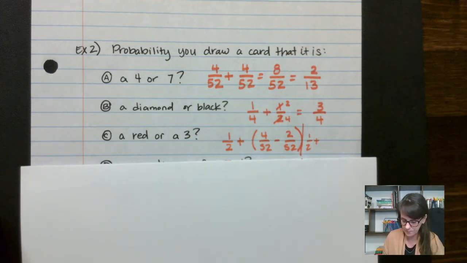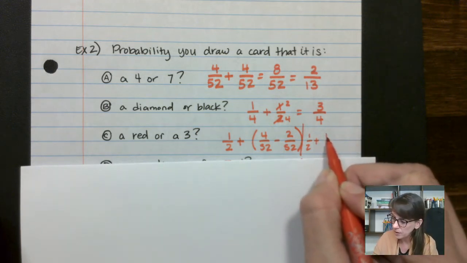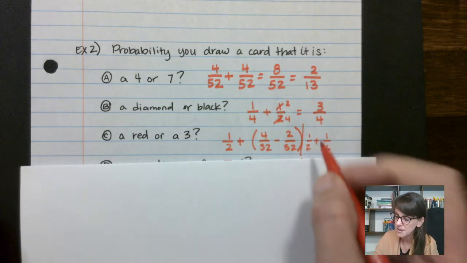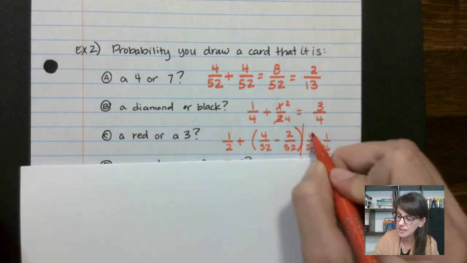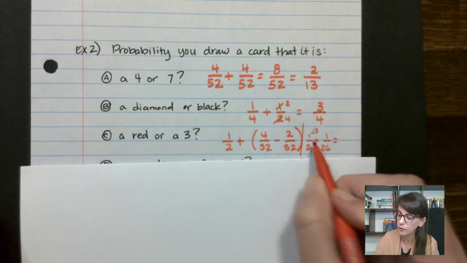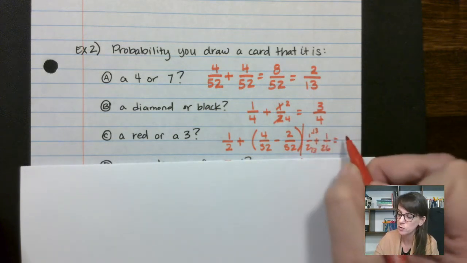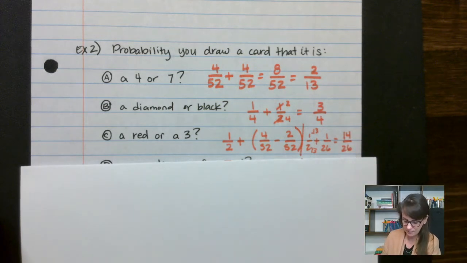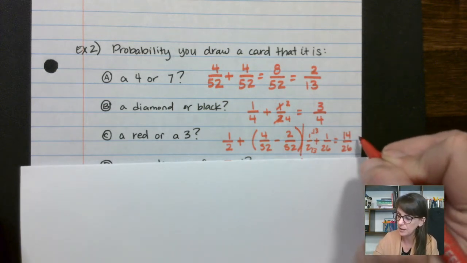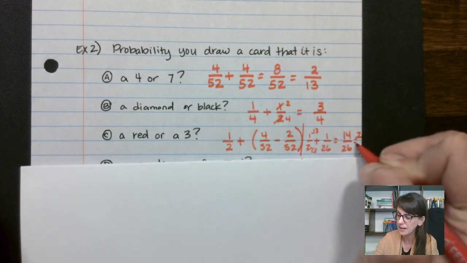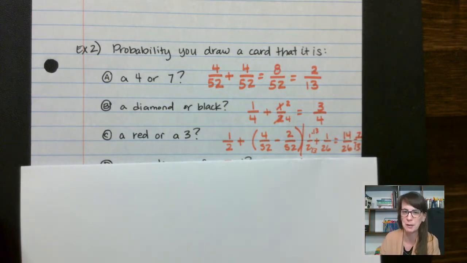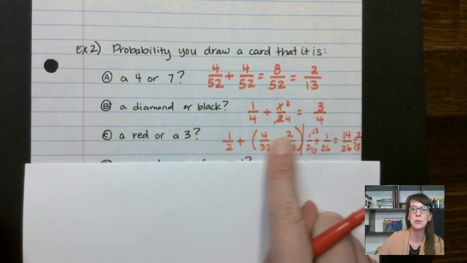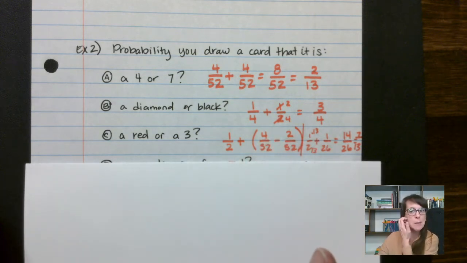So if we do plus 1 out of 26, if I multiply this by 13, I would get 26, this by 13. So I end up with 13 over 26 plus 1 over 26, so 14 over 26. Cut those in half, right? And we end up with 7 out of 13. I didn't leave myself enough room. I'm very sorry about that. But the important part here is that you have to subtract the ones that are double. You can't double count them.